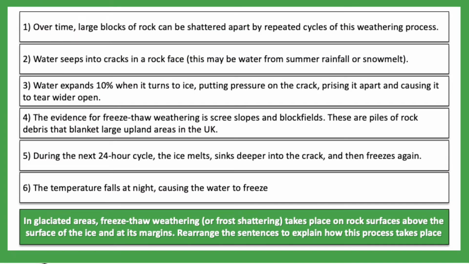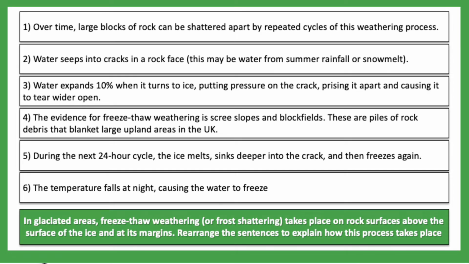Okay, we're going to move on to a scrambled sentences activity. So on screen you have got 6 sentences. These show the process of freeze-thaw weathering, also known as frost shattering, taking place on rock surfaces above the surface of ice and at its margins. You've got to decide how the process takes place though, so you need to rearrange the sentences to explain the concept of frost shattering.